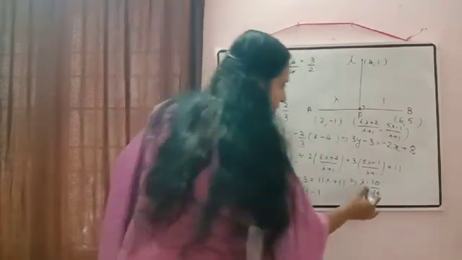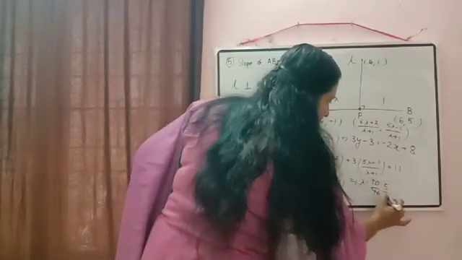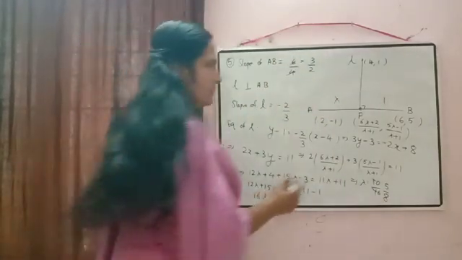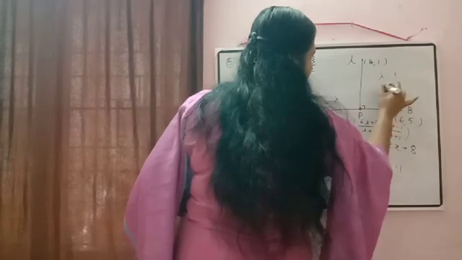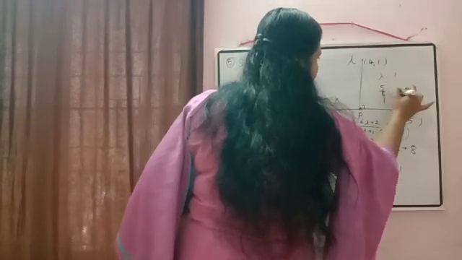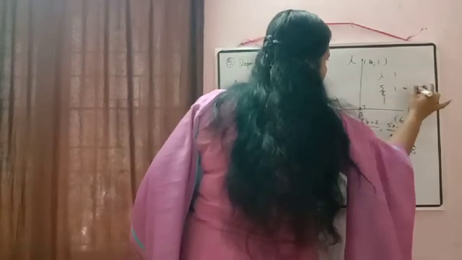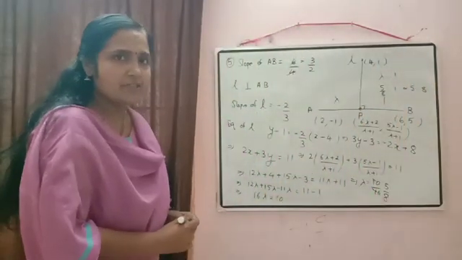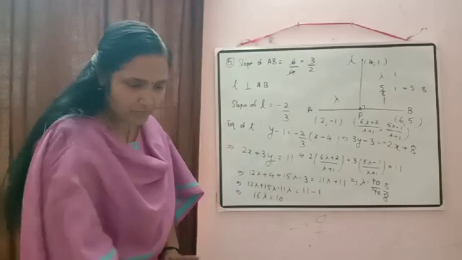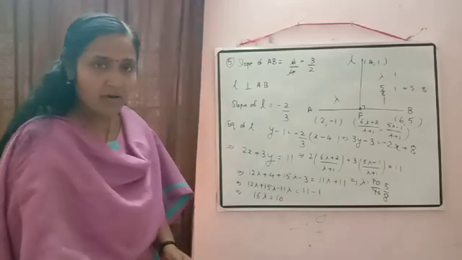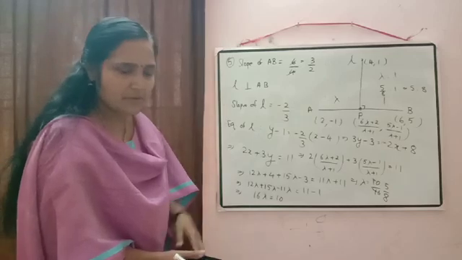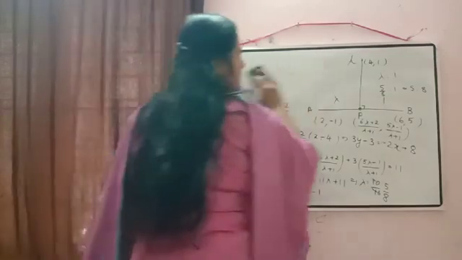Just to cancel it, what will come? 5 by 8. Our ratio is lambda is to 1. So lambda is to 1, we are getting here 5 by 8 is to 1. If you do the cross multiplication, you will get the ratio equal to 5 is to 8. That only we have to prove: it divides it in the ratio 5 is to 8. So I hope this concept is clear to you. Okay, now we'll check the next question.